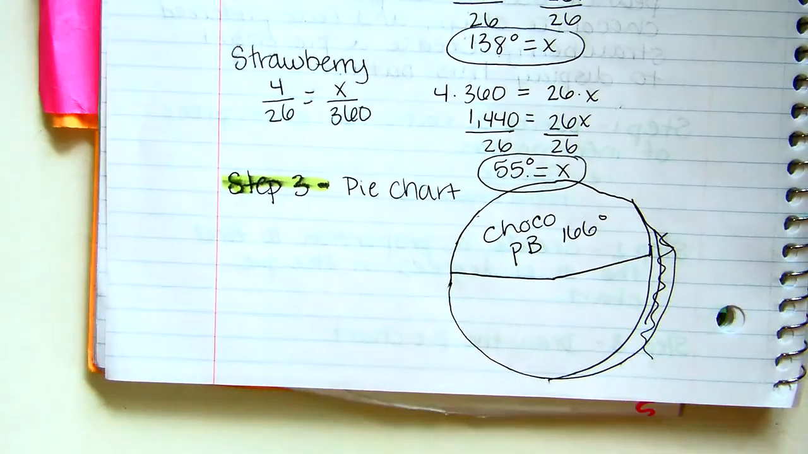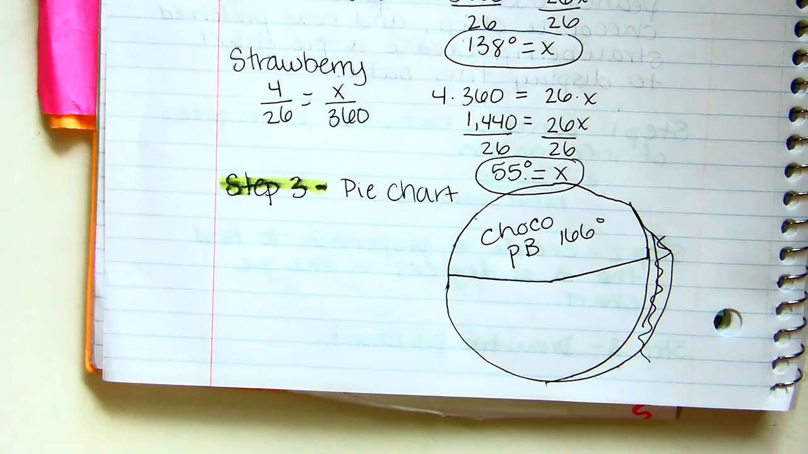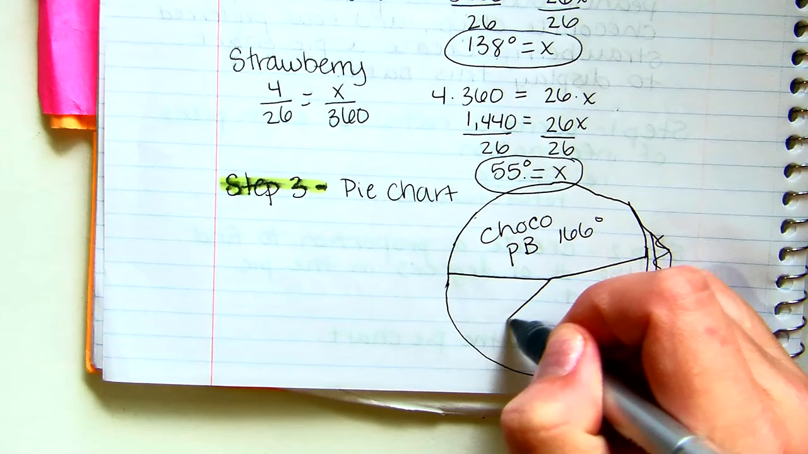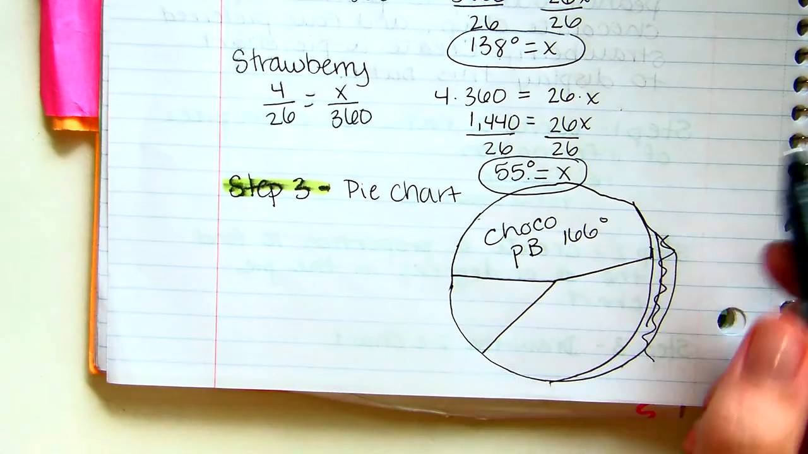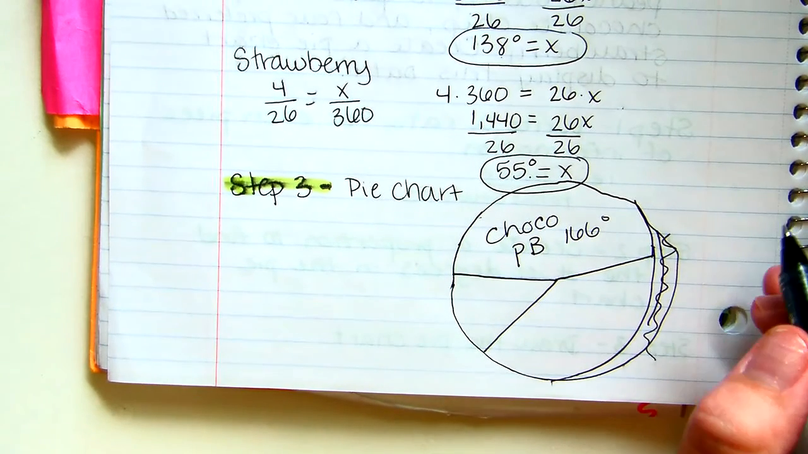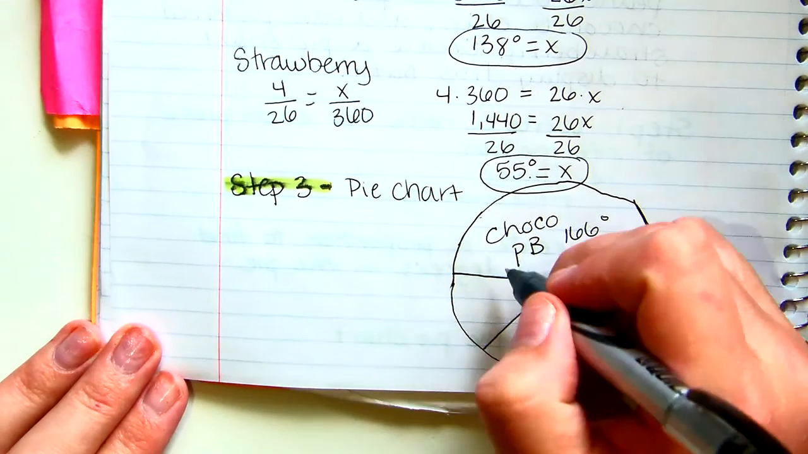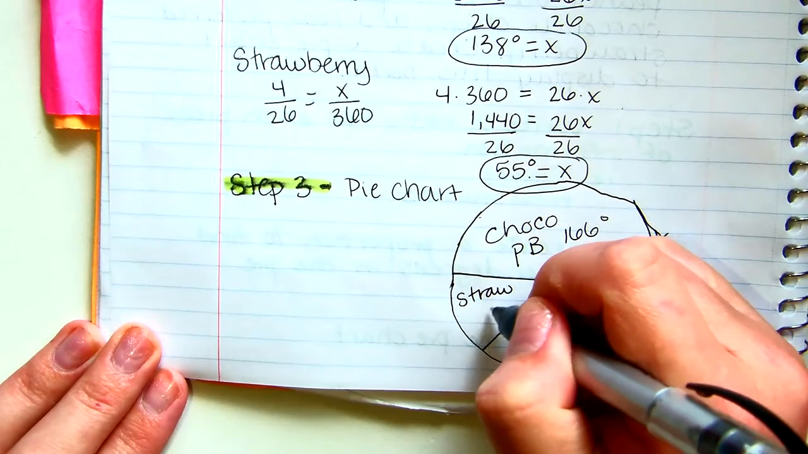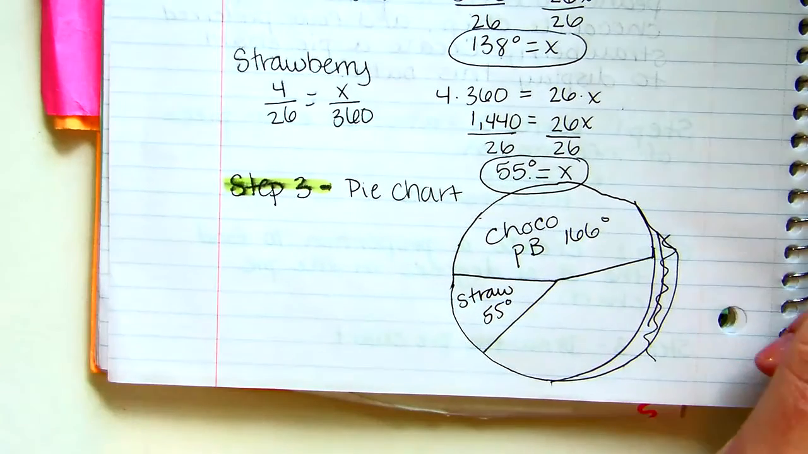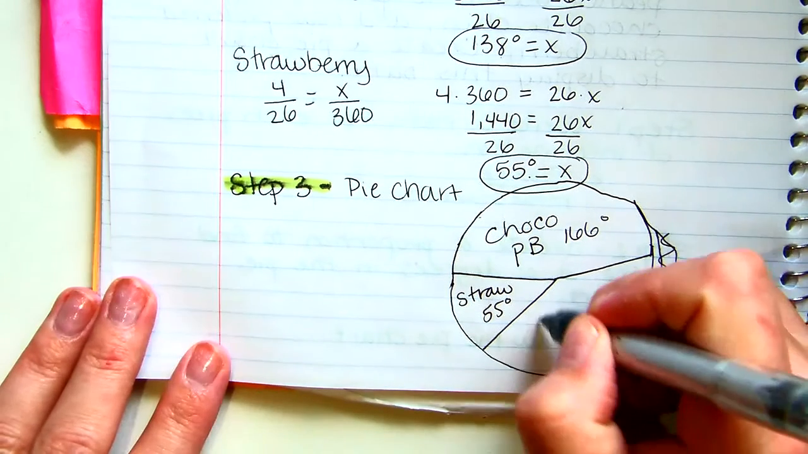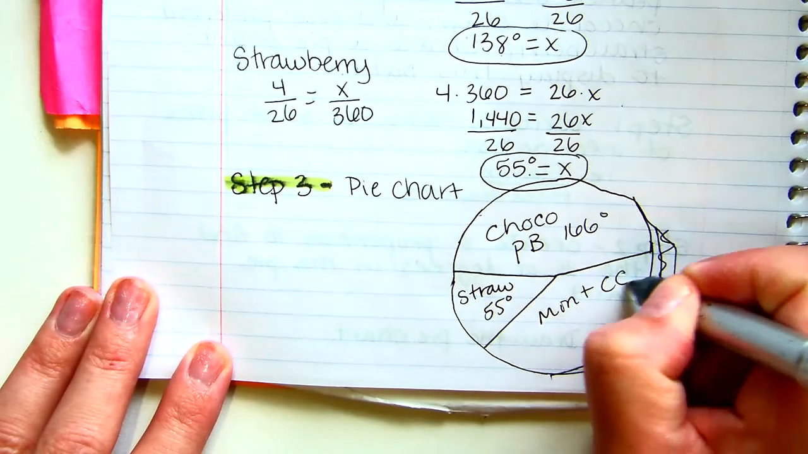Now, we also have 55 degrees. Now, 55 degrees is going to be about here. Okay? 90 degrees would be straight up and down. It's not quite there. So I'm going to state that this right here is my strawberry, and that is my 55 degrees. Now that's going to leave me with my mint chocolate chip, and that's going to be here in this remainder. So my mint chocolate chip is 138 degrees.